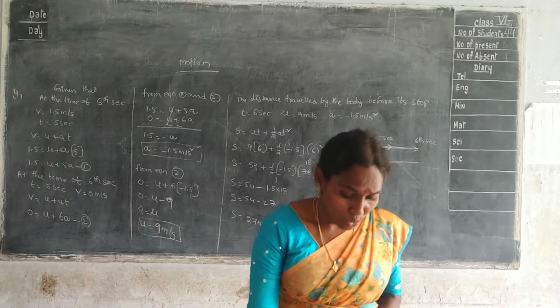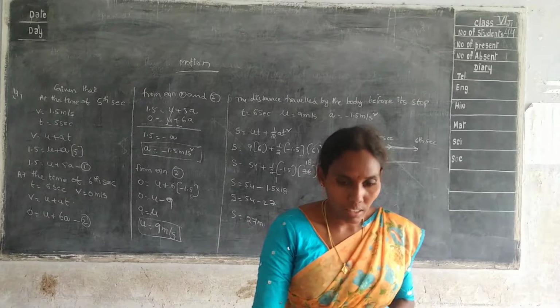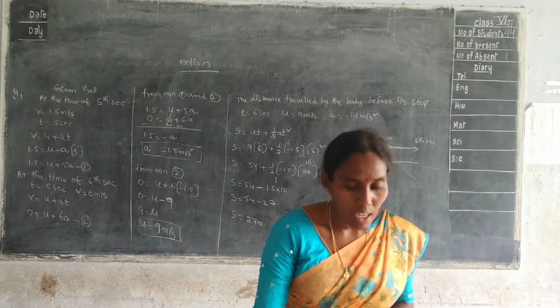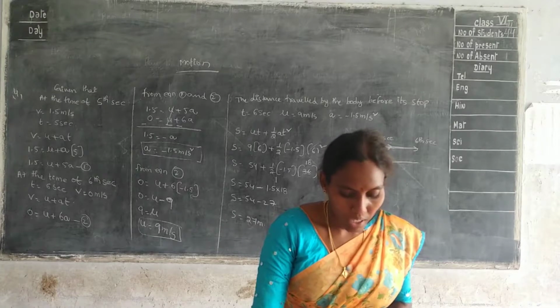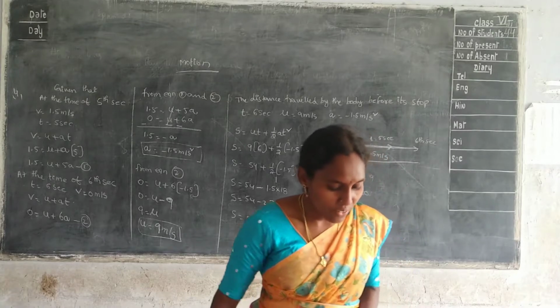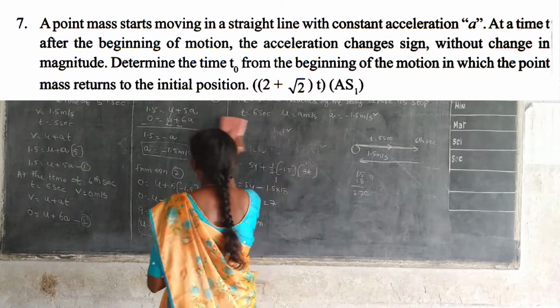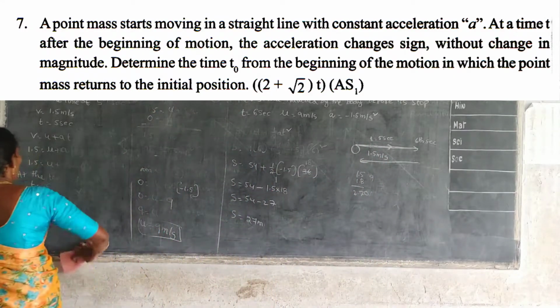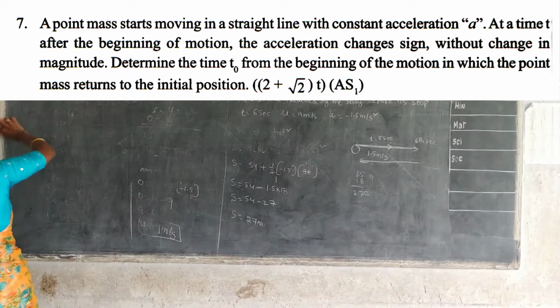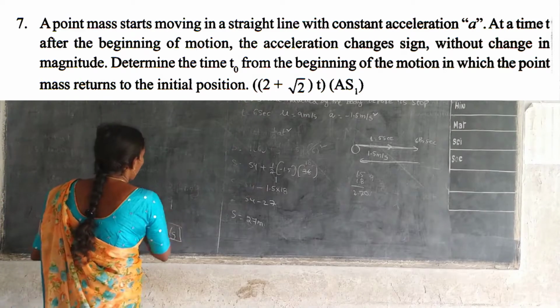Now see the next one, problem number 7. The 5th and 6th are questions. The 5th one is distinguish between speed and velocity. And the 6th one is what do you mean by constant acceleration. See the 7th problem. All of you open page number 32, seventh problem.